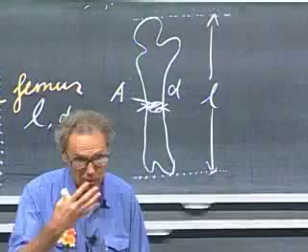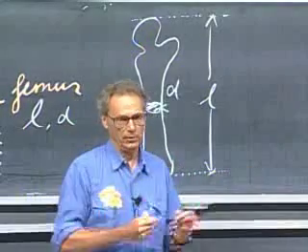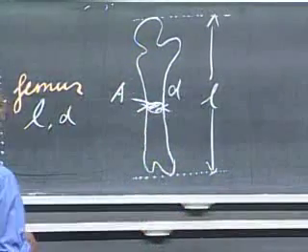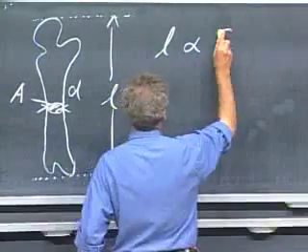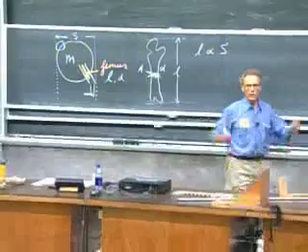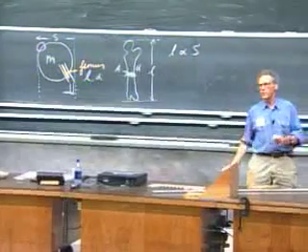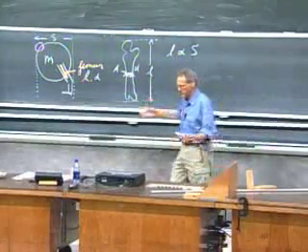I'm now going to take you through what we call in physics a scaling argument. I would argue that the length of the femur must be proportional to the size of the animal. That's completely plausible. If an animal is 4 times larger than another, you would need 4 times longer legs. And that's all this is saying. It's very reasonable.